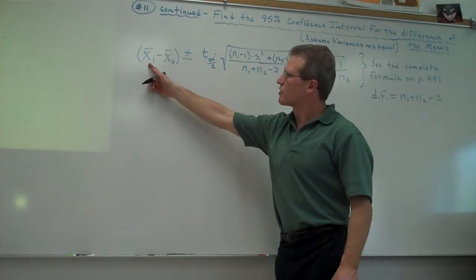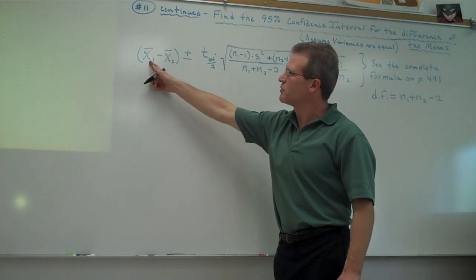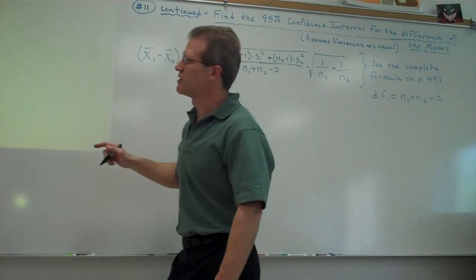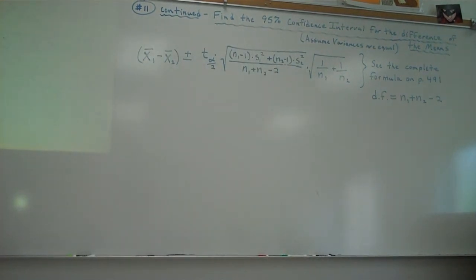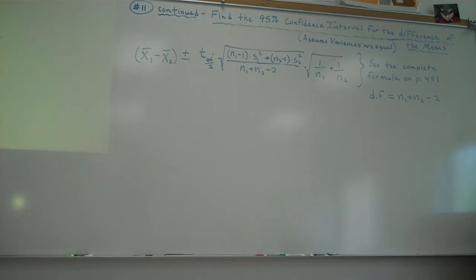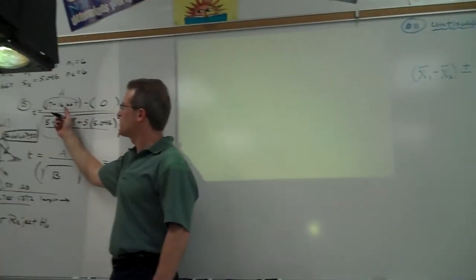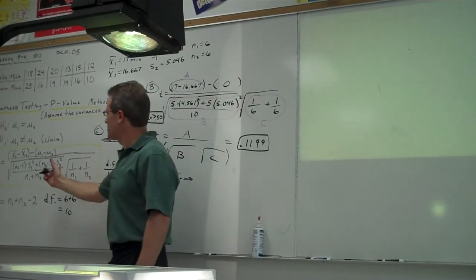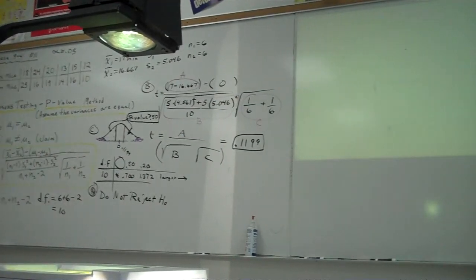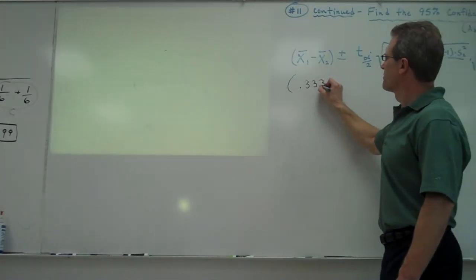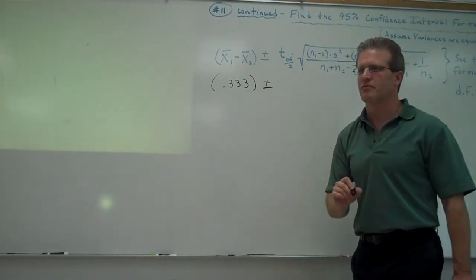We're going to go back over here and find the difference between our sample means, which we just did up here. 17 minus 16.667 was 0.333. So notice it's the same thing we did with this formula. The difference between these two means, when we subtract them, is 0.333. We figured that out earlier.